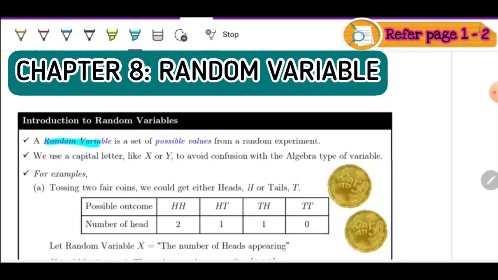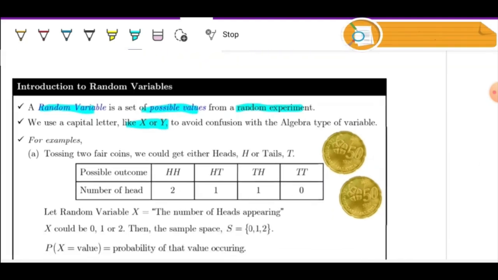A random variable is a set of possible values from a random experiment. We can use a capital letter like X or Y to represent the variable. For example, if we are tossing two fair coins, we could get either head or tail. So now, let X be a random variable that represents the number of heads appearing.